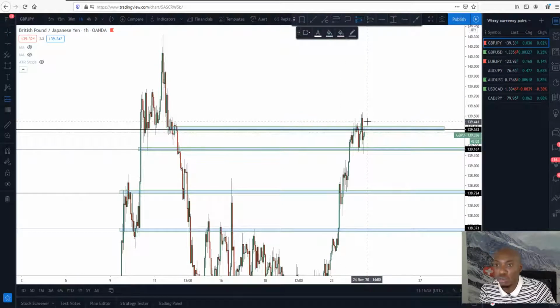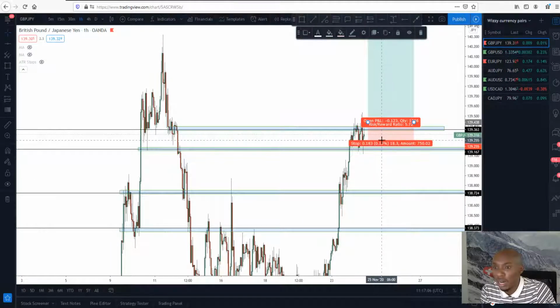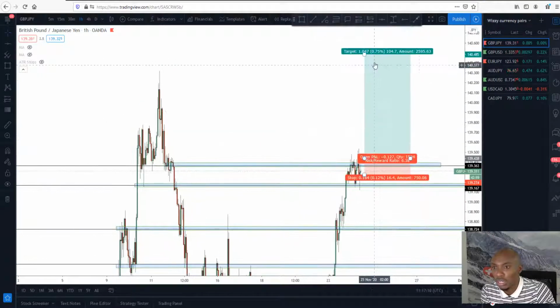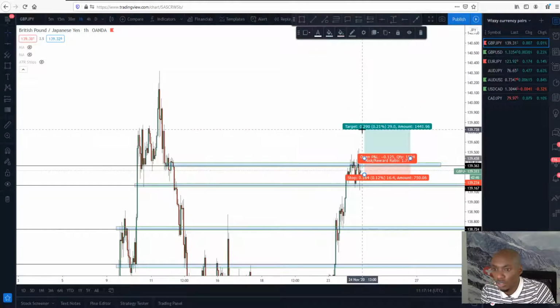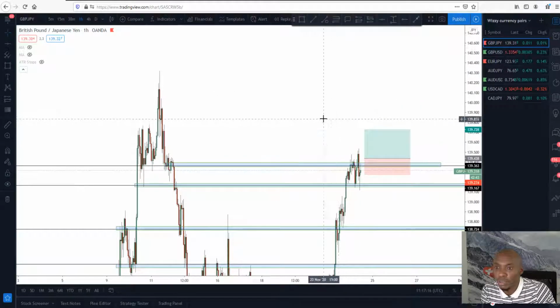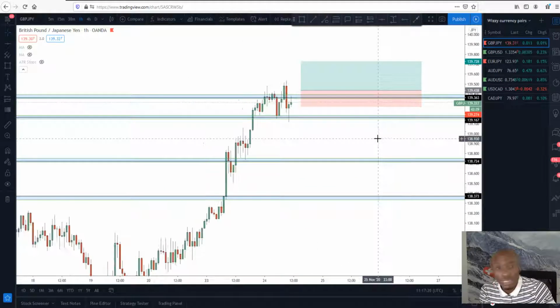So maybe I don't know where it will close this current hour. Maybe it closes like this. I will take the buy, put the stop loss below that candle, and my take profit is going to be the same. It's going to be somewhere in this region, more or less 30 pips. This is still going to be my bias for today. The bias remains the same.